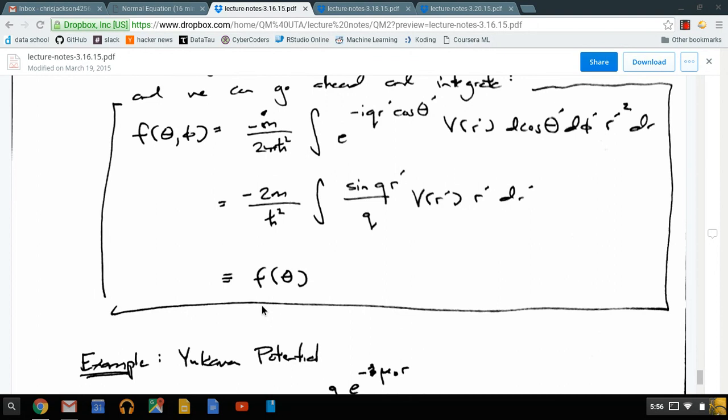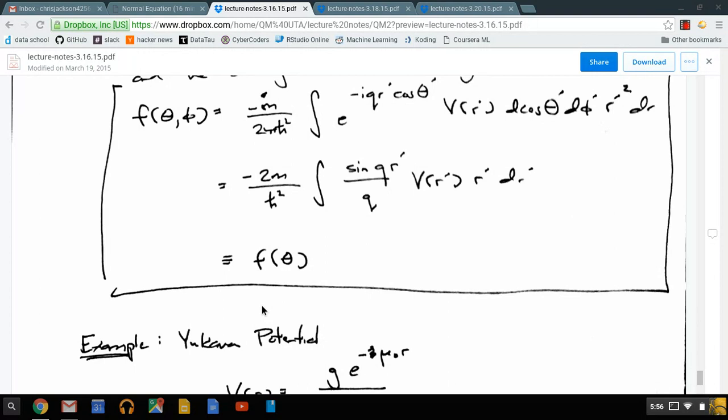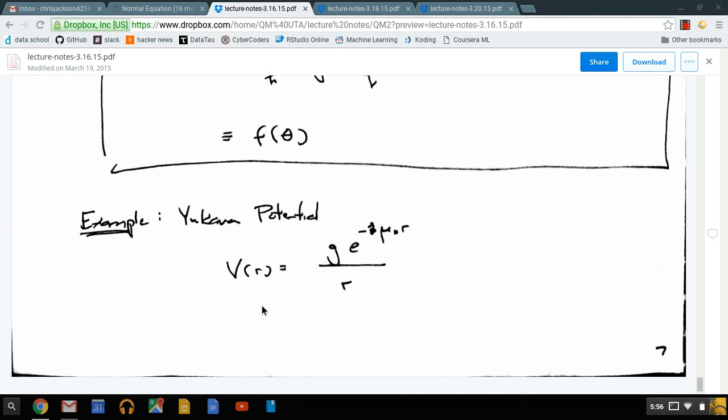Okay, so we've computed the scattering amplitude, or we have an expression for the scattering amplitude to first order, also known as the Born approximation. And let's apply it to a particular example. And that example that I want to consider is a potential that we've seen before. It's called the Yukawa potential.